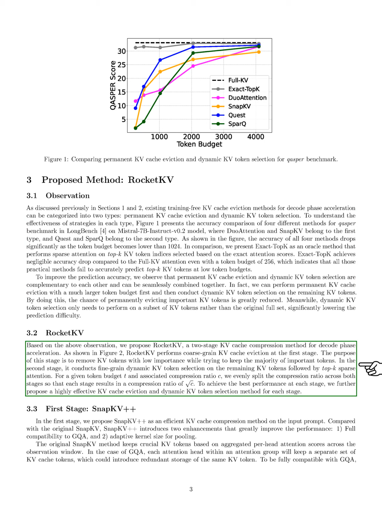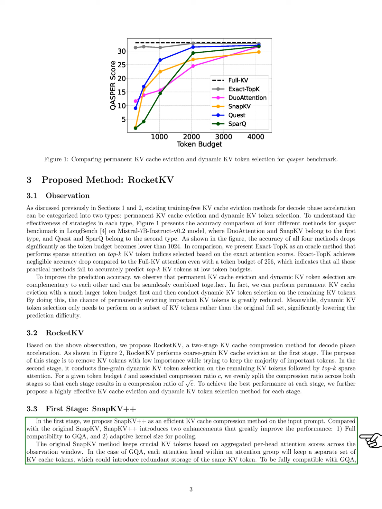Based on this observation, we introduce RocketKV, a 2-stage KV cache compression method aimed at accelerating the decode phase. In the first stage, we implement coarse-grain KV cache eviction to eliminate less important tokens while retaining most of the significant ones. The second stage involves fine-grained dynamic KV token selection on the remaining tokens, followed by top K sparse attention. We divide the compression ratio evenly between the two stages, ensuring each stage achieves a compression ratio of the square root of the total ratio.